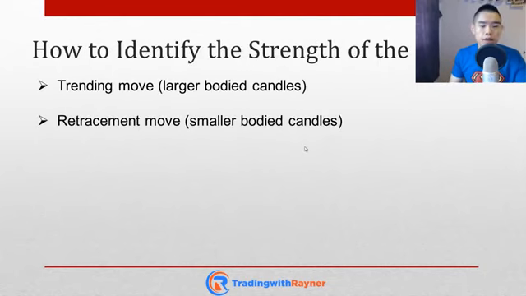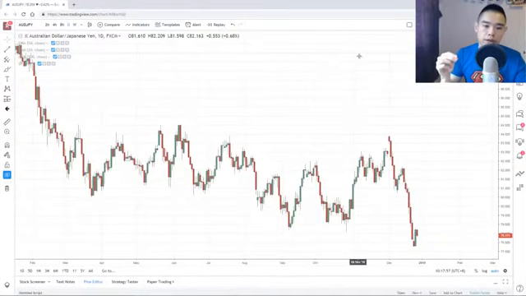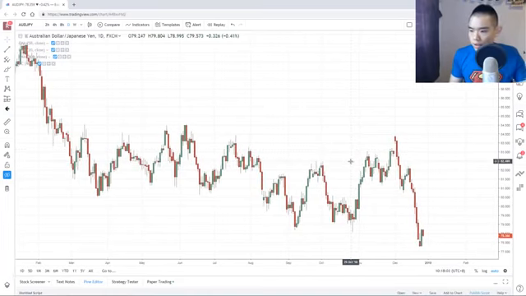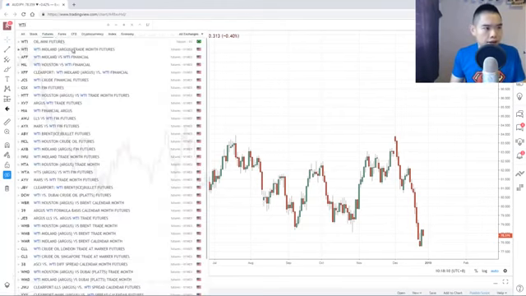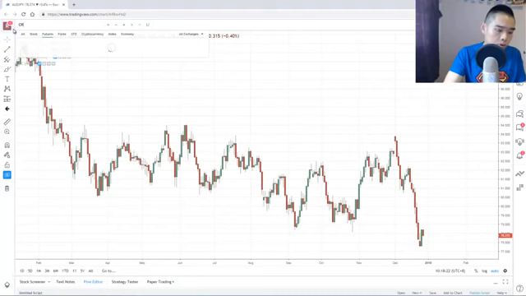Let me share with you a few examples of this concept called the trending move and the retracement move. Let's have a look at the WTI. It stands for Western Texas Instrument, I think, some oil product. I'm not exactly sure what the exact name is. So let's see, WTI, crude oil. Let me just type crude oil.